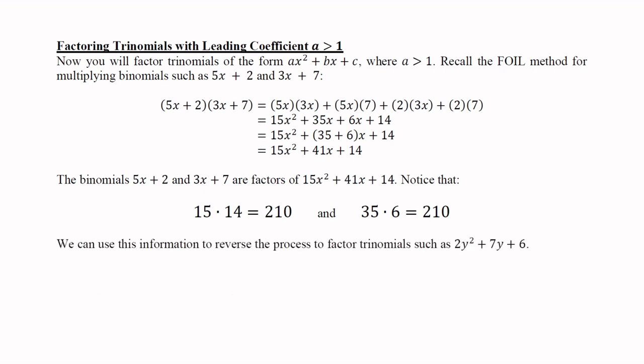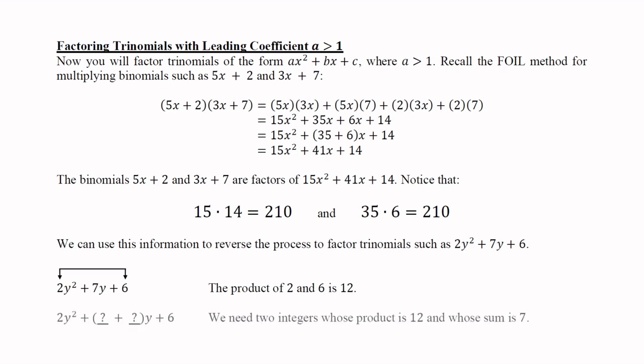We can use this information to reverse the process to factor trinomials such as 2y squared plus 7y plus 6. The product of 2 and 6 is 12, our leading coefficient and our constant term on the end. We need two integers whose product is going to be 12 and whose sum is going to be 7, because that product of the first coefficient and the constant term is going to be the same as the product of the two middle terms before they are combined.